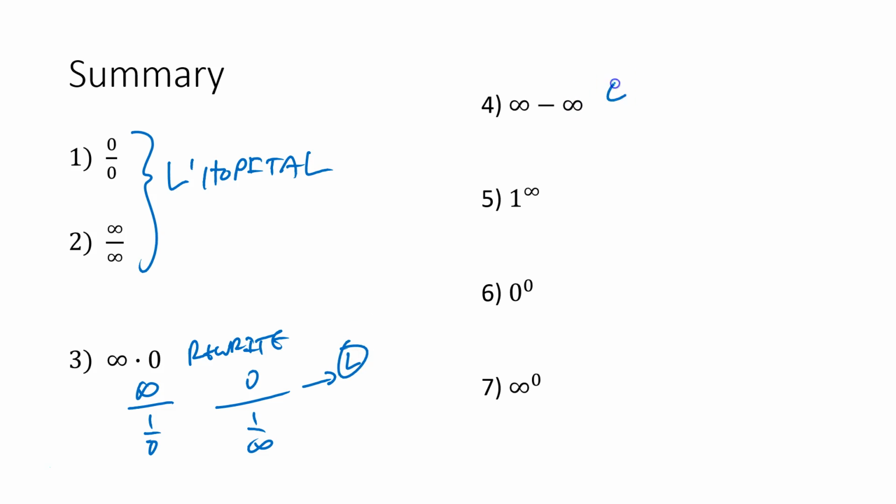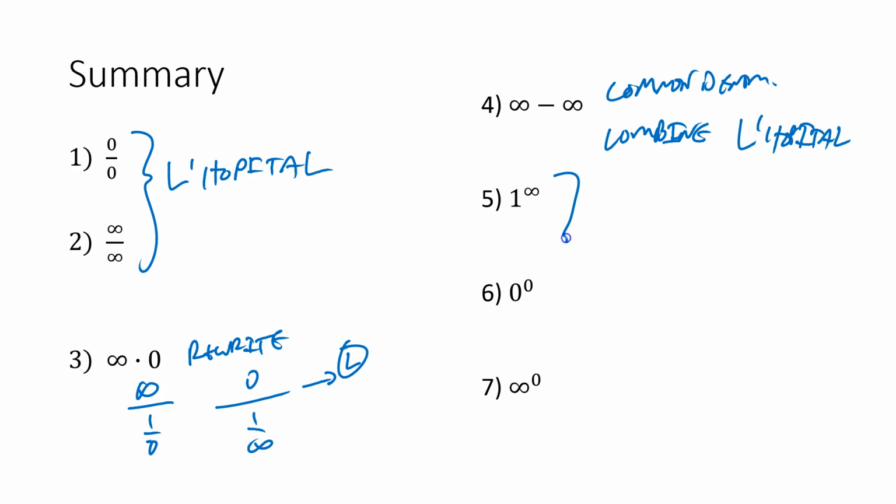Infinity minus infinity, you're going to find a common denominator. You're going to combine your fractions, or combine whatever terms you have. And at that point, you should be able to use L'Hopital. The last 3 all use logarithms. So you're going to do ln of f of x, find the limit of that, and then your last step is to do e raised to that limit. So whatever that limit was, you do e to that power, and that'll give you the correct limit.